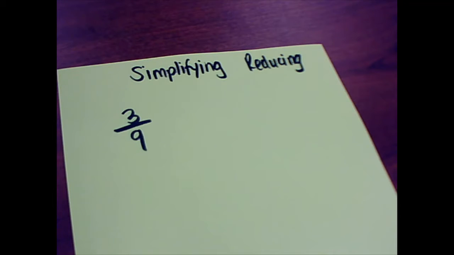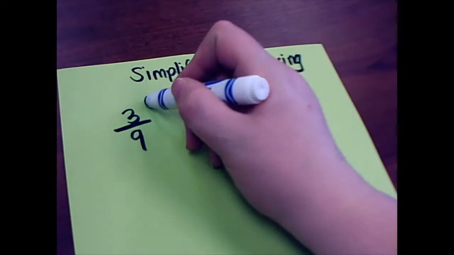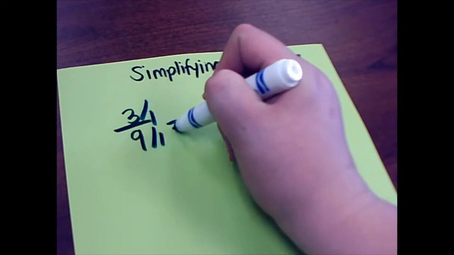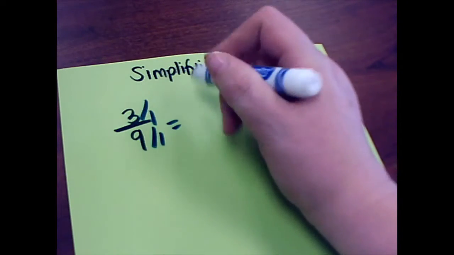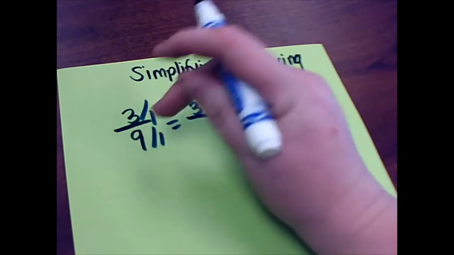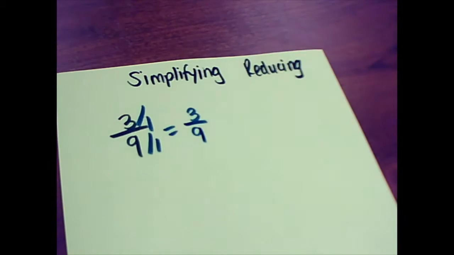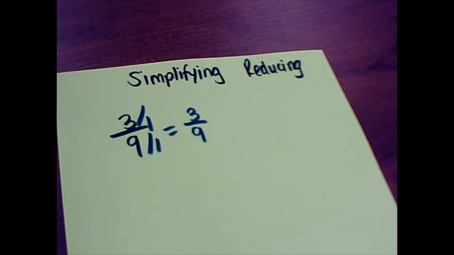I know 1 can go into 3. So if I divide by 1 and I divide by 1, 1's going to go into 3 3 times, and 1's going to go into 9 9 times. But I still get 3/9. So 1 really isn't a good number for me to use.